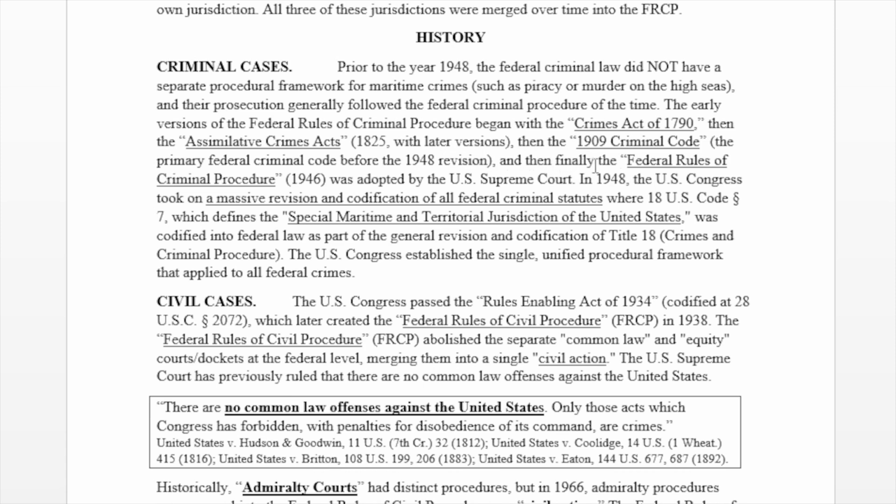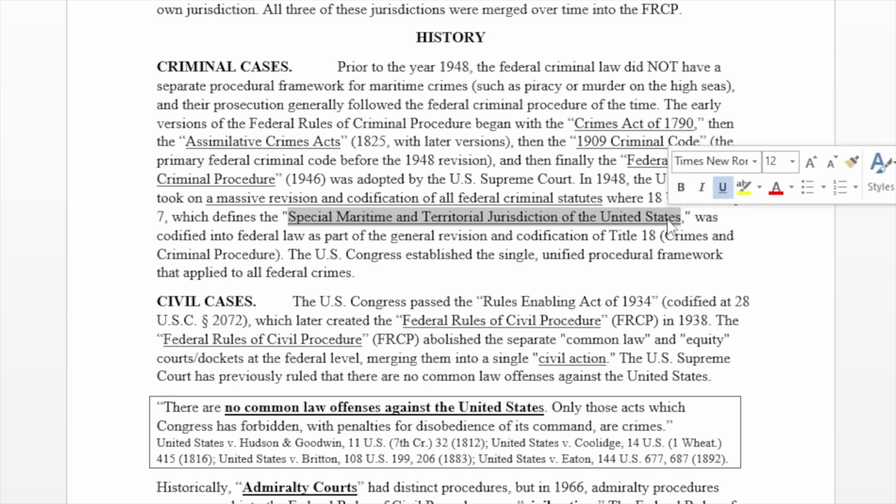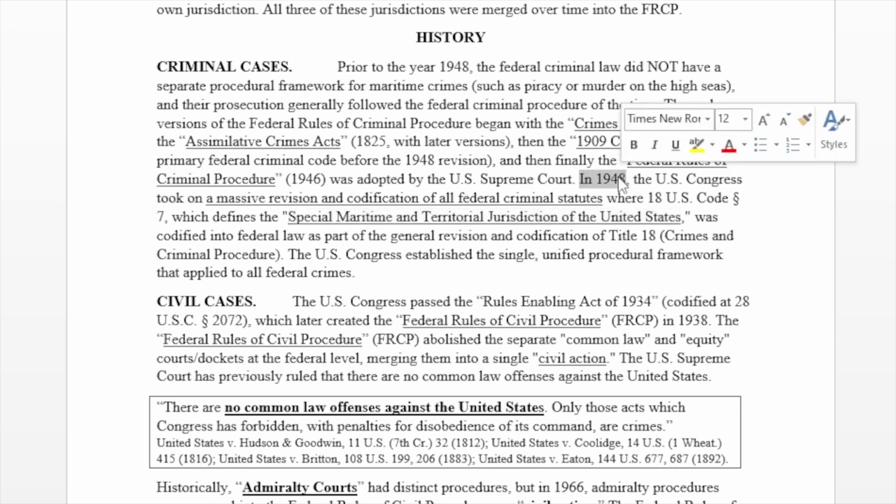Before we get to that, we have the Federal Rules of Criminal Procedure in 1946 that was first adopted by the U.S. Supreme Court. Now in 1948, this was a different event. In 1948, those same Federal Rules of Criminal Procedure from 1946 went through a massive revision and codification of all federal crime statutes, where 18 U.S.C. 7, which defines the special maritime and territorial jurisdiction of the United States, was codified into the federal law at this time. Okay, so we have the year 1948 is when the Federal Rules of Criminal Procedure changed. This is when the revision happened, right?